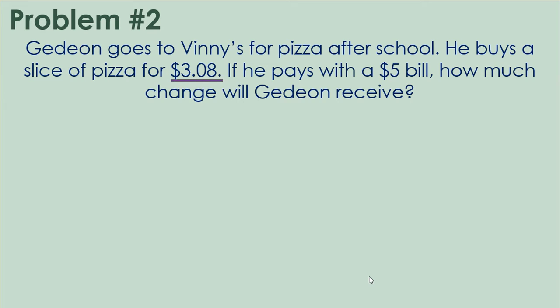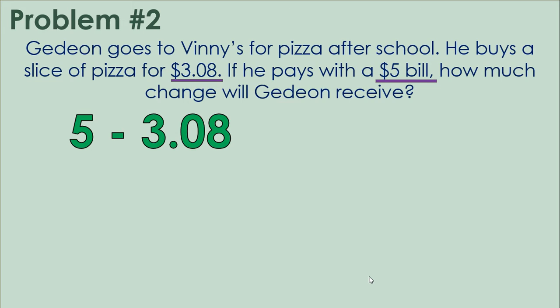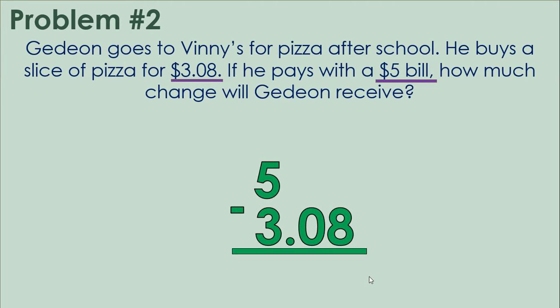So here, the pizza costs $3.08, and he's paying with more money, so he's going to be getting money back. So we want to figure out how much money Gedeon's going to receive back. We'll be subtracting these two numbers, 5 minus 3 and 8 hundredths. First, let's start by writing these numbers vertically, which means one on top of the other. Notice that we lined up the place values. The 5 is in the ones place, so it's going on top of the 3 in the ones place.